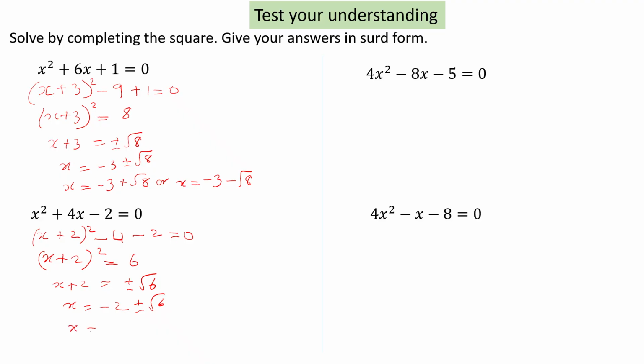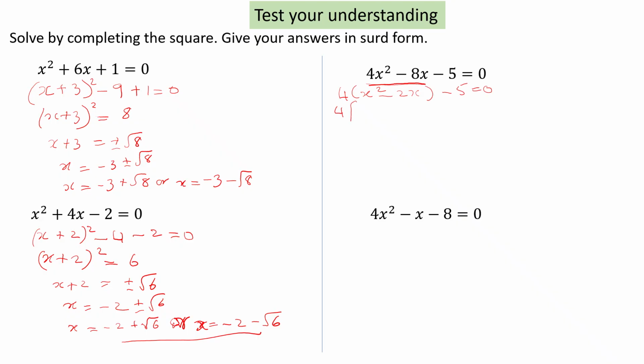Now we have two answers, x equals minus 2 plus root 6, or x equals minus 2 minus root 6. This is the answer. Next one, 4x squared minus 8x minus 5 equals 0. So before I do the completing square, I'm going to factorize the first two terms. So take 4 out of the bracket. So x squared minus 2x minus 5 equals 0.